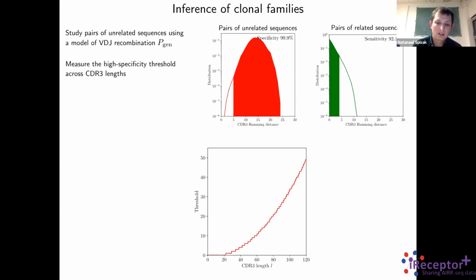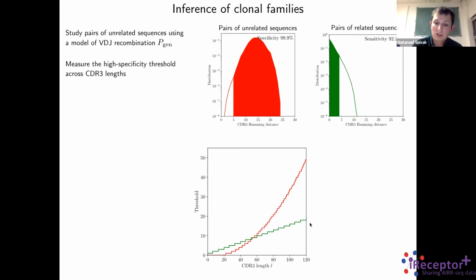lengths. And that's the result of this, where here the red line is the high specificity threshold. So the one here that ensures the specificity is larger than 99.9%. And as we see, this threshold grows faster than linearly with L, and in fact, it's a quadratic dependence. On the contrary, under the hypothesis of roughly constant mutation rate, the threshold that ensures high sensitivity simply grows linearly.